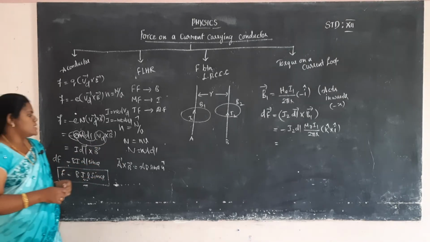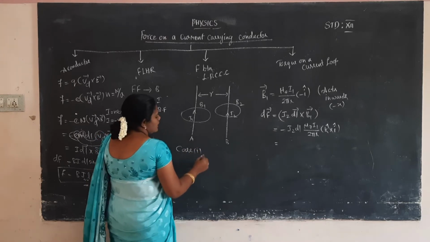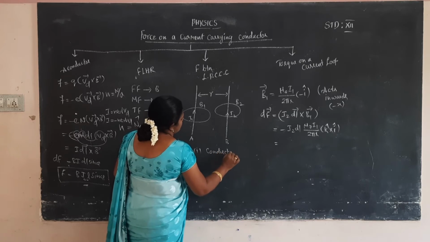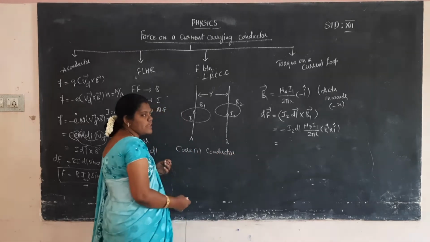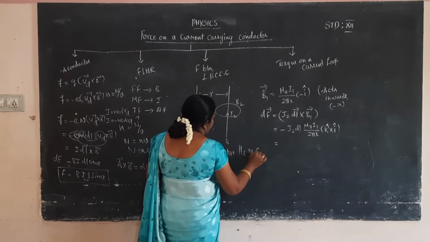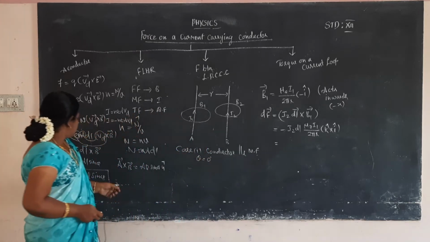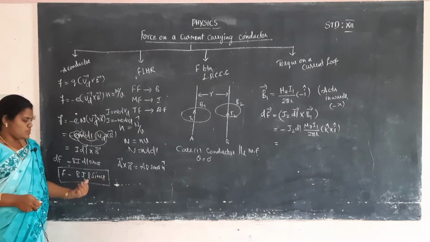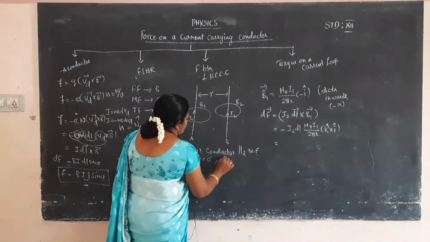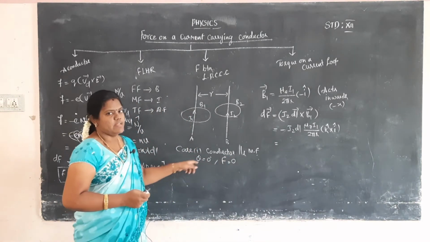Taking two cases, case one is the conductor is aligned, parallel to the magnetic field. Theta angle is 0, so sin theta value is 0. So no force acts, and the force is equal to 0. So when a conductor is located parallel to the magnetic field, the force value is 0.